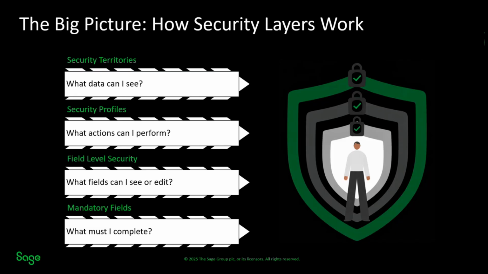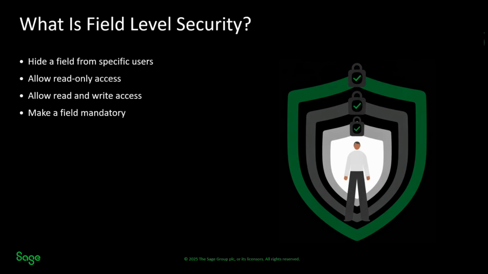So territories control the concept of record visibility, the profiles control the actions that we want to take, like insert, update, and delete, but field level security works underneath everything. It controls access to the individual fields, and we're going to see that it will have priority over the other forms of security access at the individual field level. So that's the idea of the big picture, if you like, of them all fitting together.